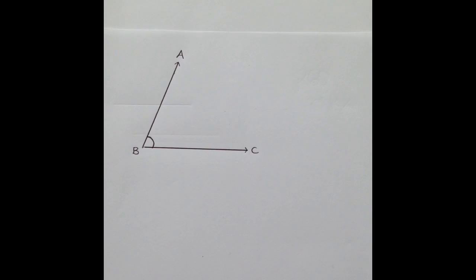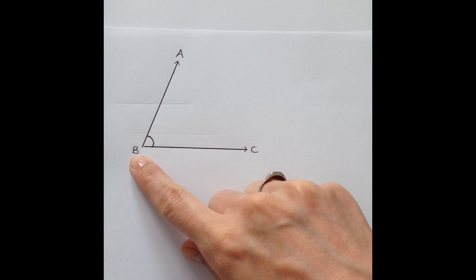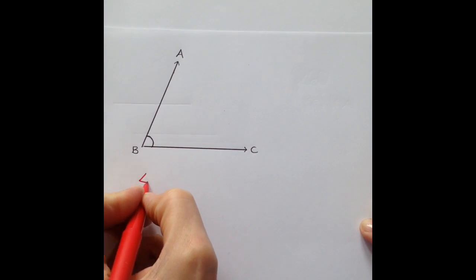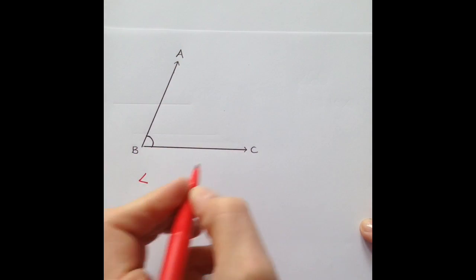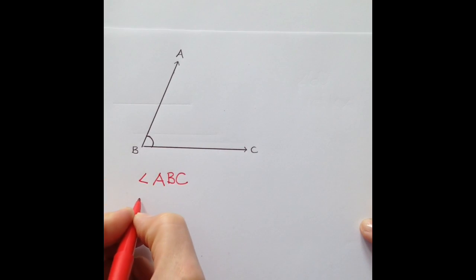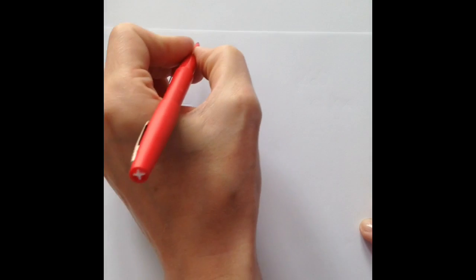I'm going to name and measure this angle. When I'm naming an angle, I use the 3 letters to help me name it. Whatever letter is at the vertex of the angle must always be in the middle. So the 2 names that this angle could have are angle ABC or angle CBA.